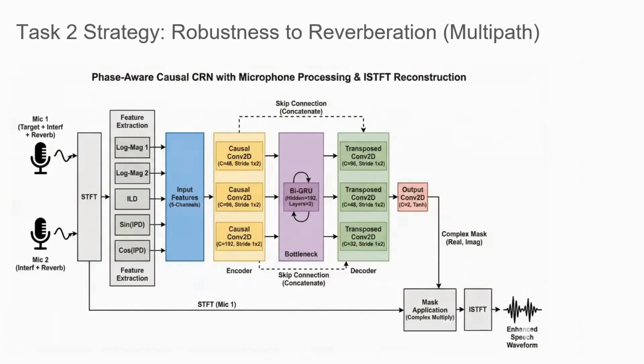For Task 2, reverberant echoes mirror the phase information. So to handle this, we trained the model using simulated reverb data and added the inter-channel level difference, or ILD, as an extra input feature to help identify the target even when the phase is hazy due to reflections. While the convolutional layers handle spatial and spectral features, the GRU handles time by tracking how the speech evolves, allowing the model to understand the context of a sentence rather than just individual sounds.